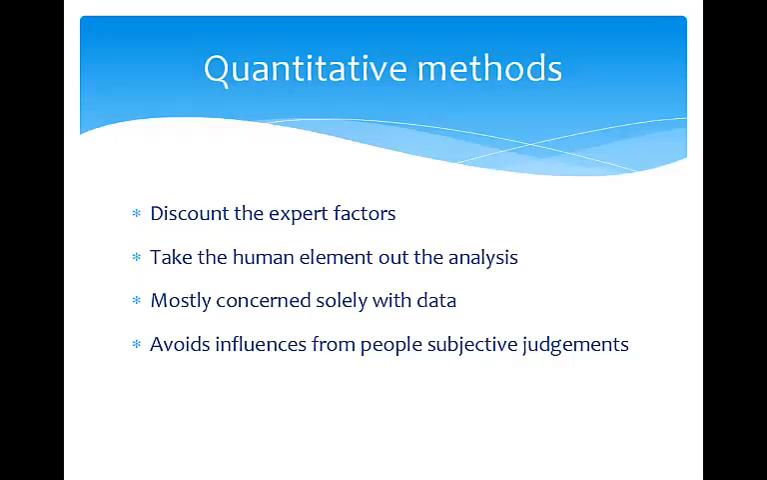The quantitative methods, on the other hand, discount the expert opinion and try to take the human element out of the analysis. This type of technique is mostly concerned solely with objective data and avoids people's subjective bias underlying the numbers. Examples of situations that are more suitable for quantitative methods are predictions of variables such as sales, GDP, and housing price, where changes will take place in the long term and data are measured in months or years.